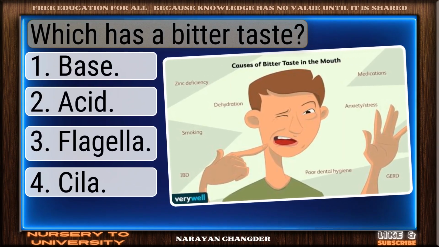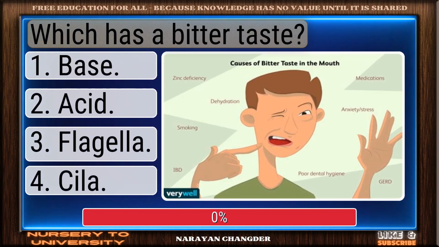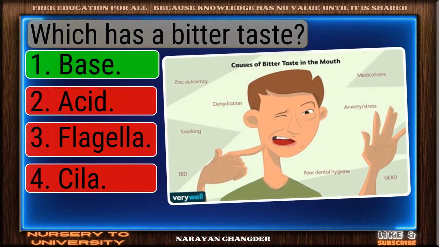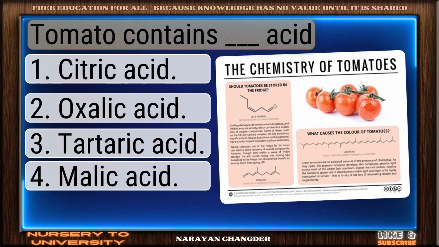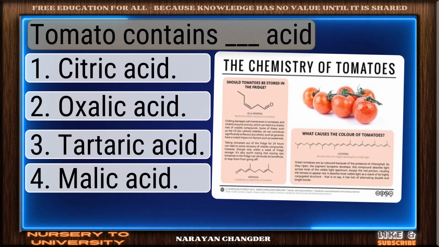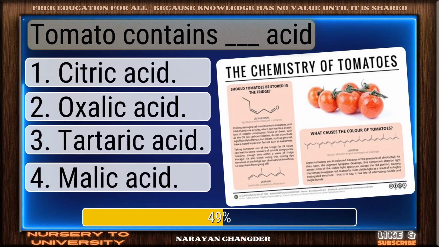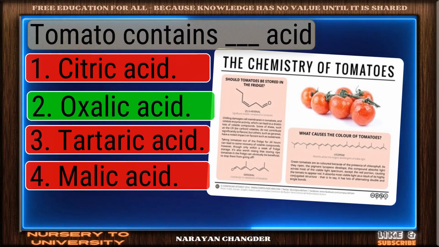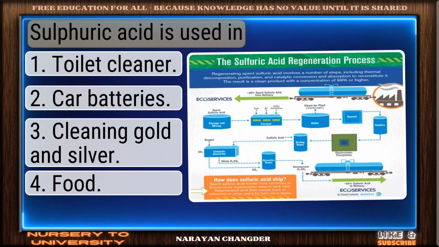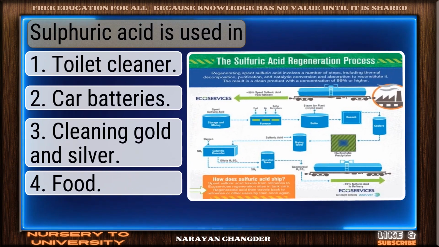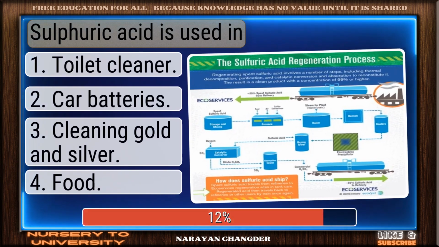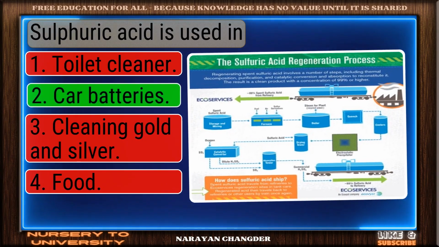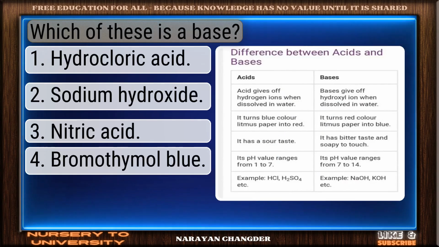Question number 199. Which has a bitter taste? Excellent. Base is a brilliant choice. Question number 200. Tomato contains dash acid. Nice work. You chose oxalic acid, and it is correct. Question number 201. Sulfuric acid is used in. You're right. Car batteries is the correct answer.